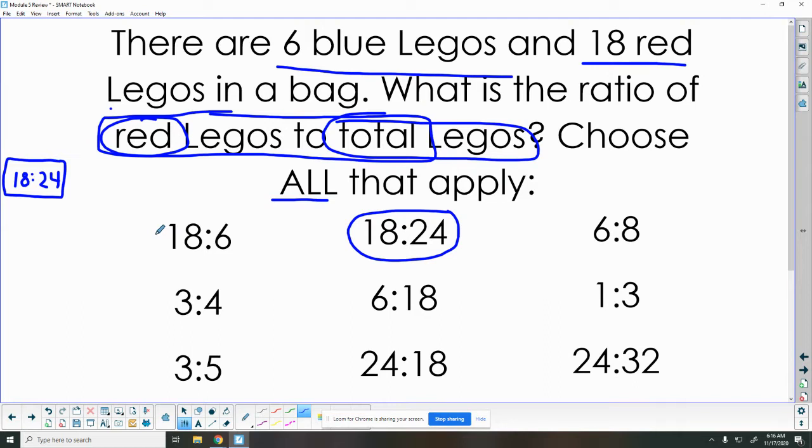So 18 to 6. Well, I know my last number has to be 24 if the first one is 18. So this ratio was telling me red to blue, and that's not what the question asked.